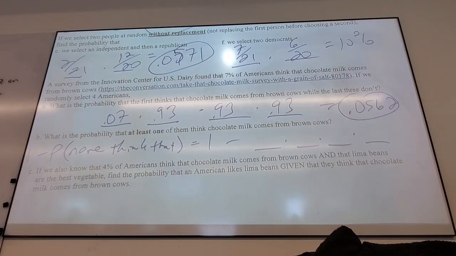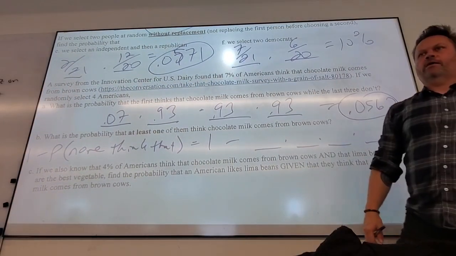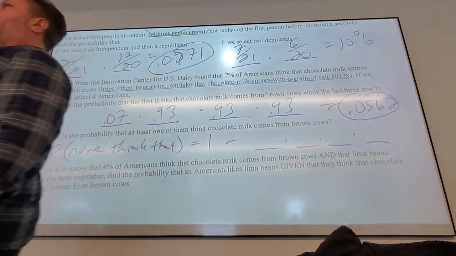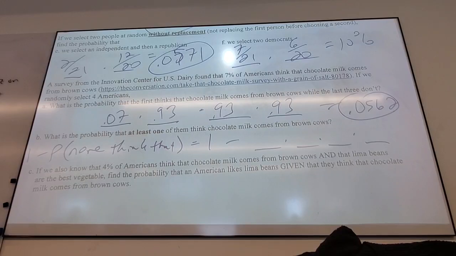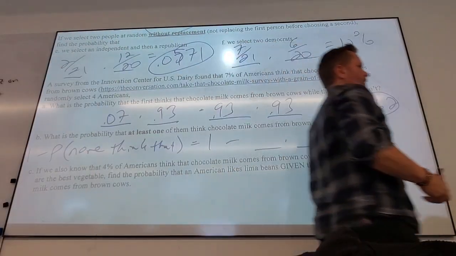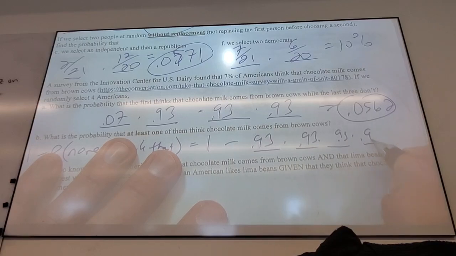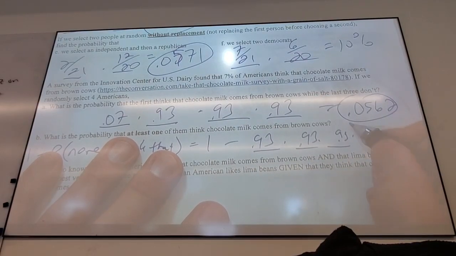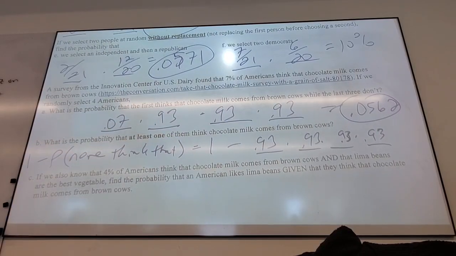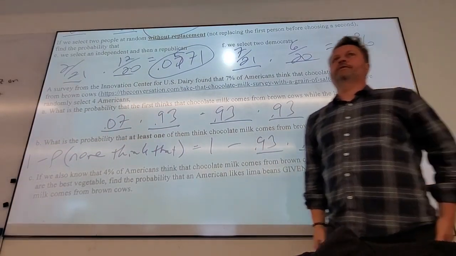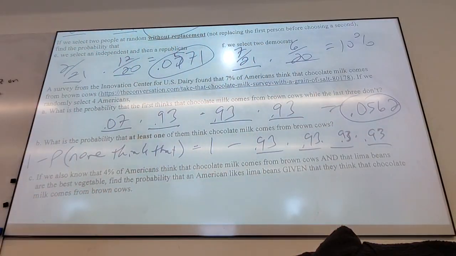I want none of the 4 to think chocolate milk comes from brown cows. So what do I want each of them to think then? If I want none of them to think that chocolate milk comes from brown cows, we want them to not think that way. So 0.93, each one is going to get 0.93. So you can do 0.93 to the 4th power, yes, if you want to use a little method magic. Can I still multiply? Totally, because it's still an and. I want the first one to not think that, and the next one, and the next one, and the next one. So if you do that and then do 1 minus that, you'll get the actual answer.